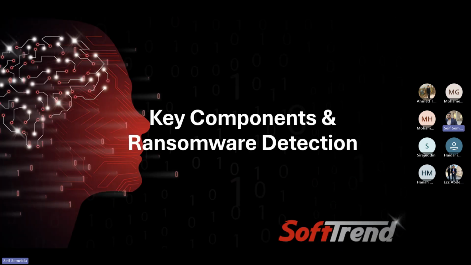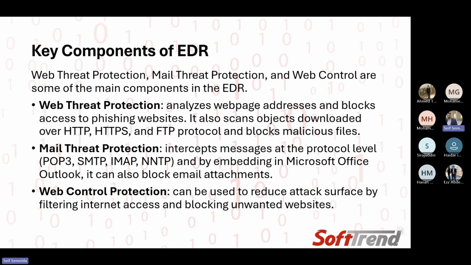Now, moving on to the key components and ransomware detection features. Some of the key components in the EDR solution are three main components: the web threat protection, mail threat protection, and web control protection. For the web threat protection, the way it works is that it analyzes the URL addresses, and if it finds out that this URL is known for redirecting to phishing websites, it blocks it automatically, while also scanning for any files or objects that may have been downloaded while accessing this website, and it also blocks these malicious files from running.